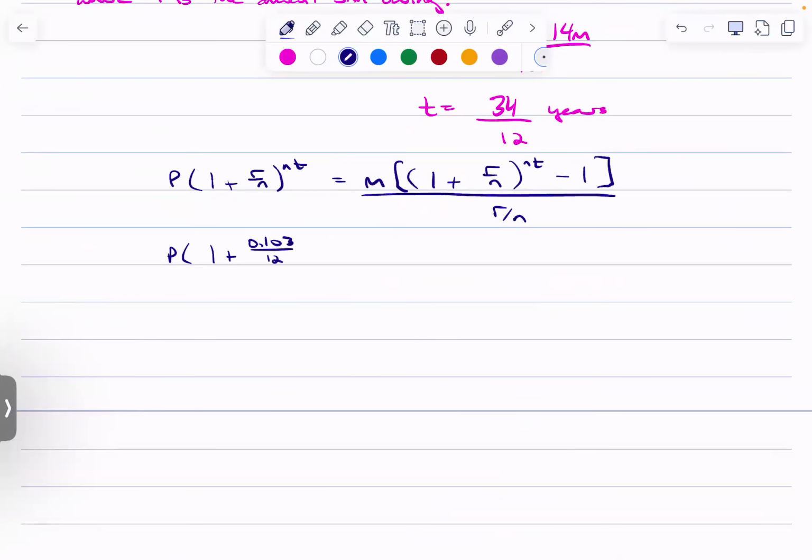0.103 divided by 12, 12 times 34 divided by 12. So that n times t here is always going to be the number of payments, right? And so it should be 34, right? 12 times 34 divided by 12 is 34. So it checks out.